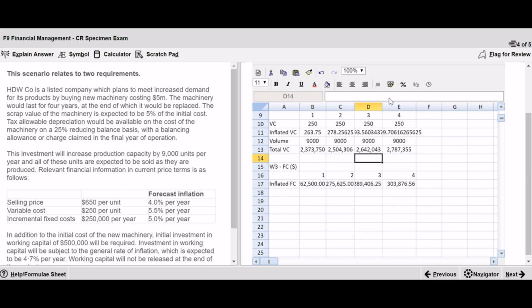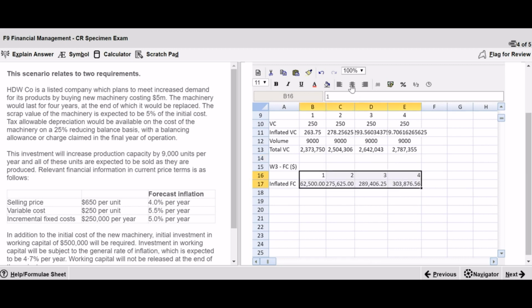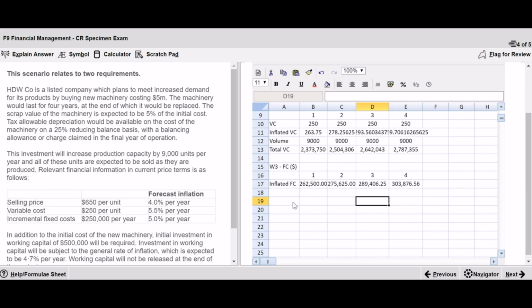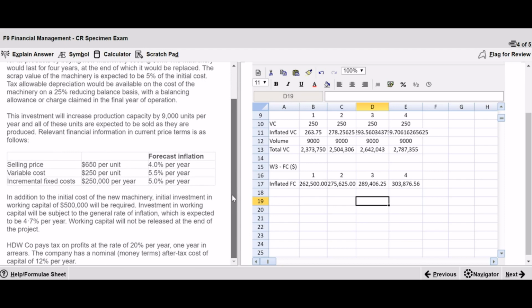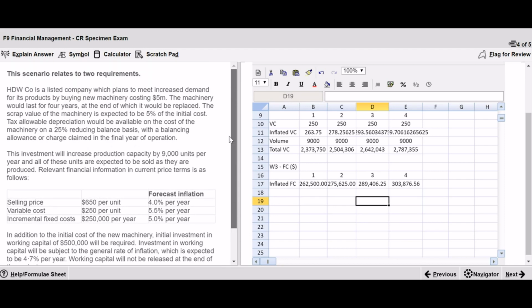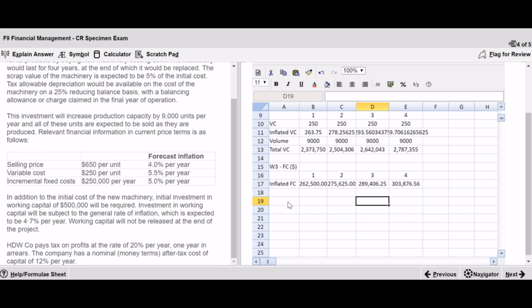Again, please do not spend too much time on formatting. You can bring things in the middle, and that should be okay on the fixed costs as well. So we've done the first three workings here. Now let's consider what else can we do here in terms of workings. Well, we can do the working capital as well. So we can do working 4 here. The working 4 will be the working capital.